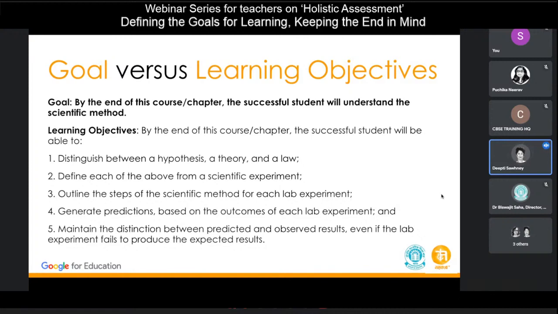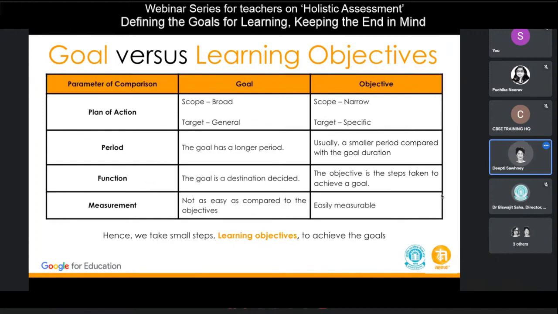So they will also be able to create their own knowledge, predict their own sort of statements, which is actually going beyond. And finally, they will be able to maintain the distinction between the predicted and the observed result, even if the lab statement fails to produce the expected results. So बच्चों की knowledge इतनी ज्यादा इन डेप्थ में हो गई है कि उन्होंने फिजिकली भी अगर कोई एक्सपेरिमेंट देखी और वो एक्सपेरिमेंट ठीक नहीं है, उनका जो साइंटिफिक टेम्पर है वो इतना स्ट्रांग है that will tell them to repeat the experiment and do the entire thing again till they get the correct statement. So how are you increasing the scientific method of the children is your goal, and the learning objectives are given below.